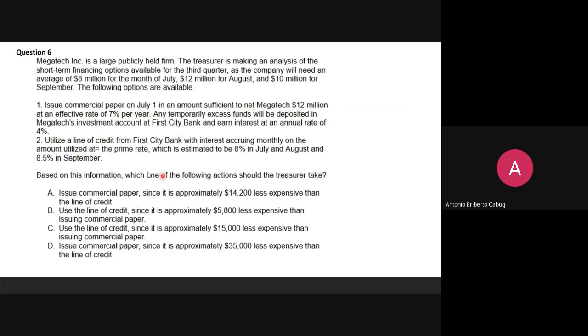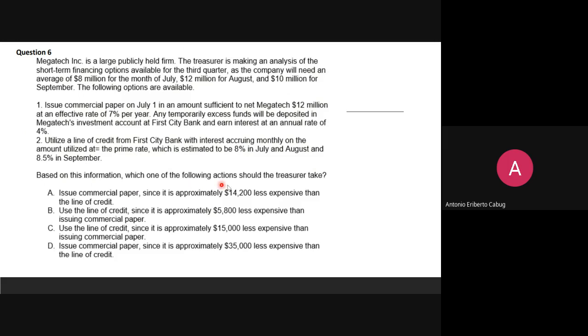2. Utilize a line of credit from First City Bank with interest accruing monthly on the amount utilized at the prime rate. So kapag line of credit, similar to revolving credit agreement, you can only borrow the portion that you would need. So sa July, 8 million lang. Sa August, yung buong 12 million. Tapos 10 million sa September. Okay? So the prime rate is estimated to be 8% in July and August, 8.5% in September.